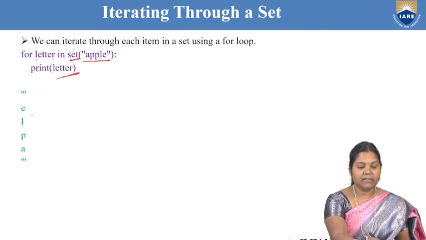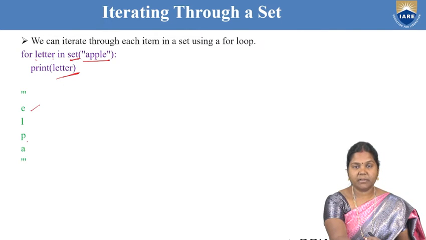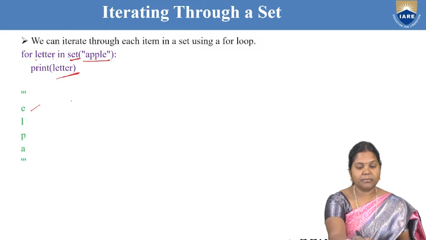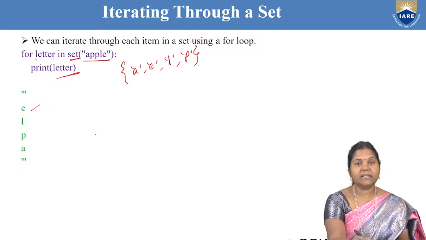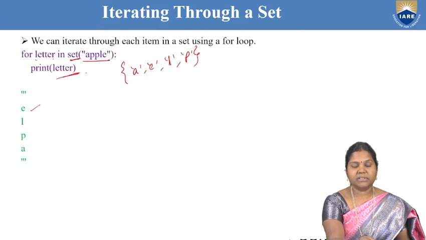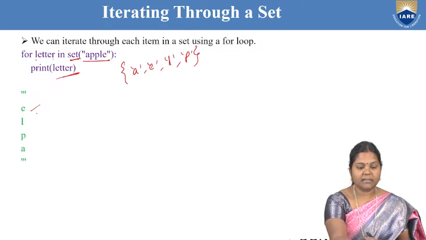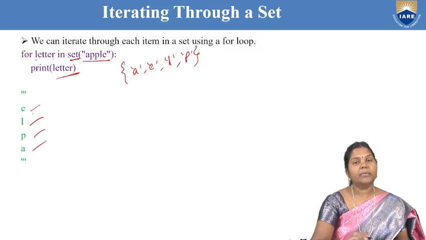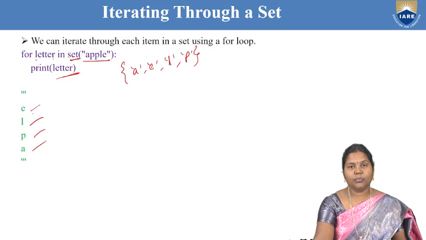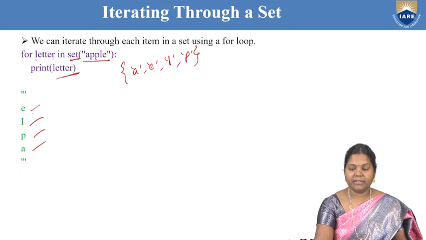You can see that as P is repeated twice, while creating the set, it will only take A, E, L and P. So, this is the set that is produced using the set method. For each letter, E, L, P and A are simply iterated over the elements of the set, and it is displaying each element of the set.